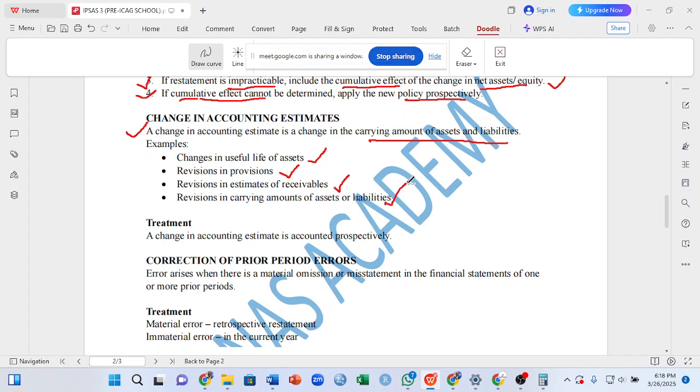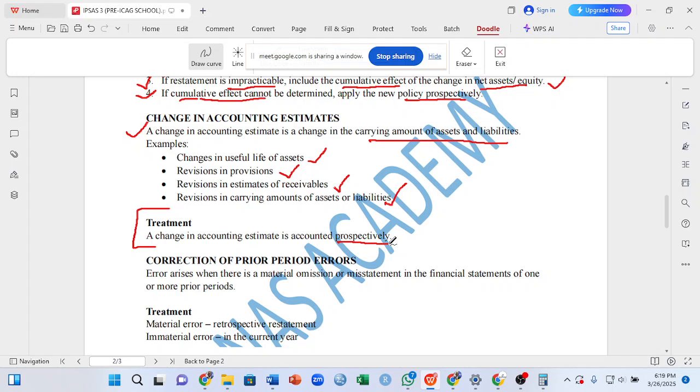Now, with change in accounting estimate, the accounting treatment is straightforward. We say you have to account for a change in accounting estimate prospectively. What's the meaning of prospectively? You have to really understand this because when we get to the practical, we will be applying more of this. Prospectively here means current and future. It means now. Apply the change now and in the future.